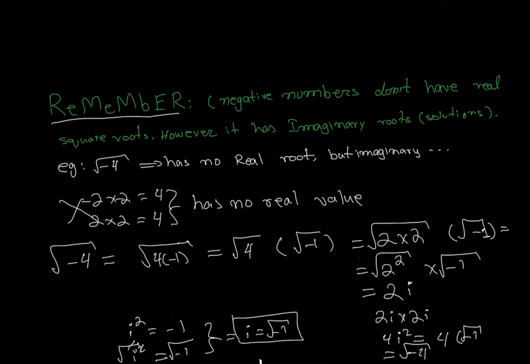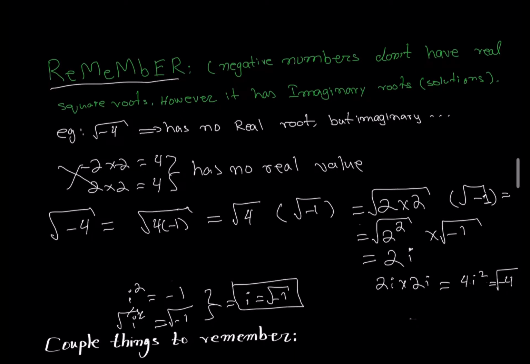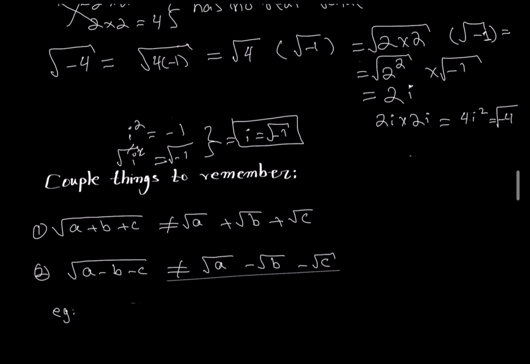So let's hang on, guys. 2i times 2i will become 4i squared. And what is i squared equal to? i squared is equal to negative 1. So that will become negative 4, so negative 4 is our answer. But if you want to take a square root of that, it will be under the square root. So that's how we get there. But let's move on to something to remember.